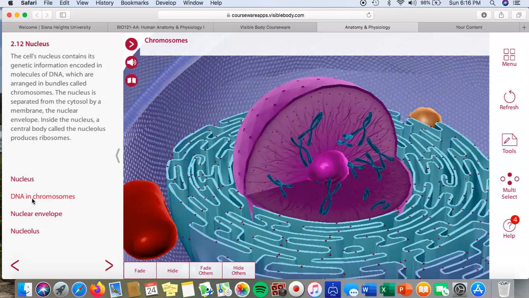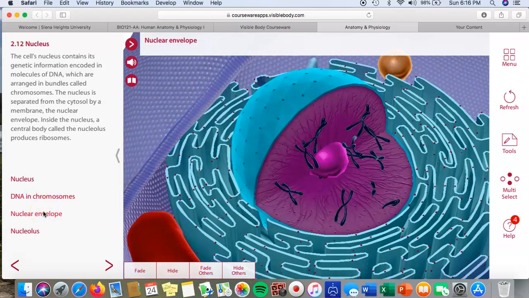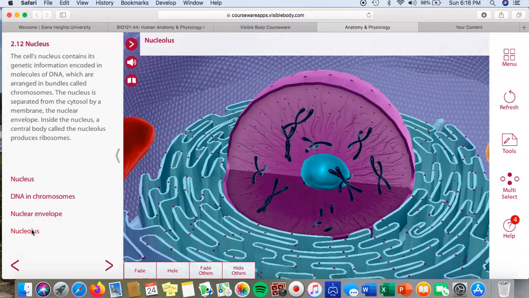The nucleus is separated from the cytosol by its own membrane, the nuclear envelope. And inside the nucleus, there's this central body called the nucleolus. But it produces the ribosomes. And like I said, those ribosomes are the organelles that make proteins. Interestingly enough, DNA has to be copied into RNA, which then is copied into proteins. So all of the really important stuff happens in the nucleus. It's sort of the brain center of the cell, the control center of the cell.